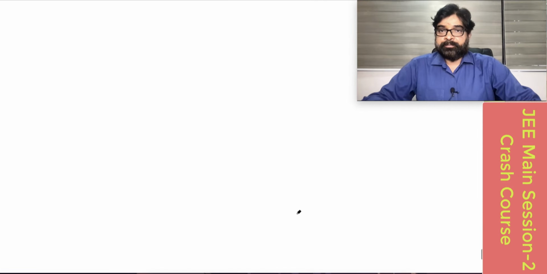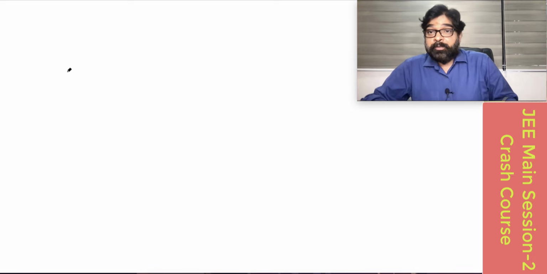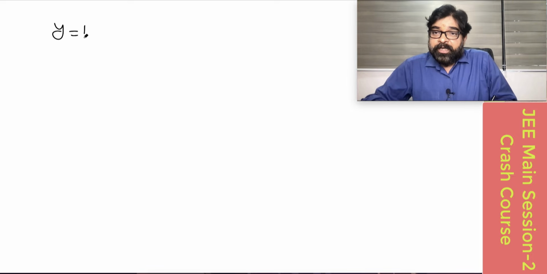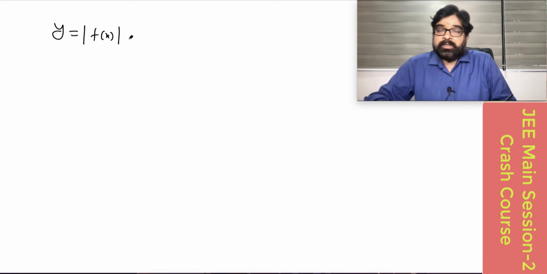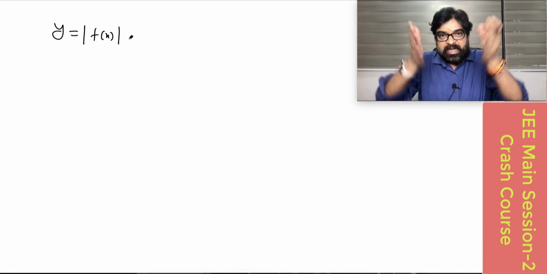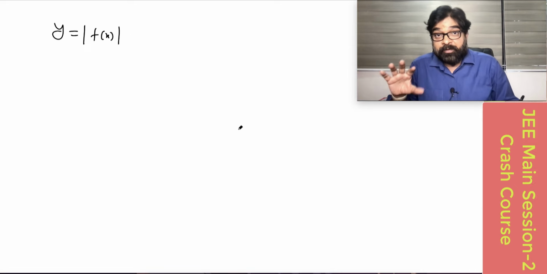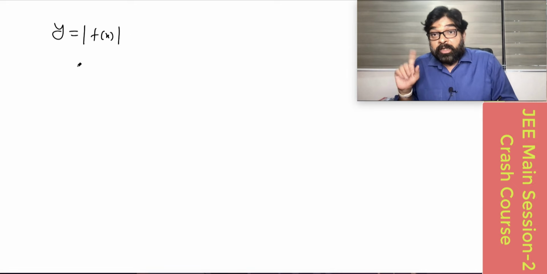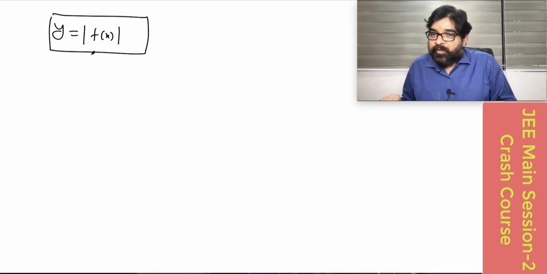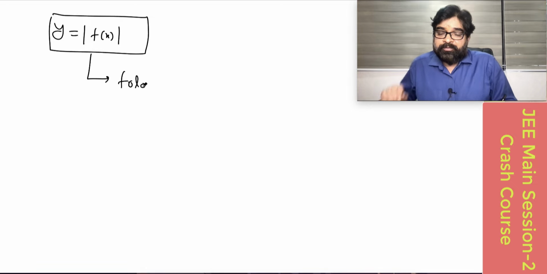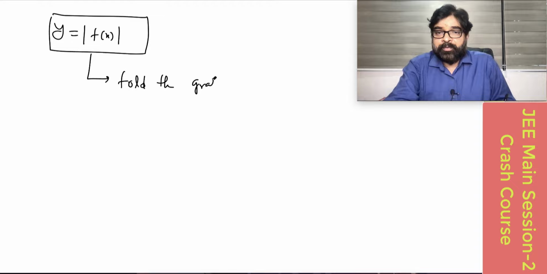Now we'll see the third method. For the third method, we have to study what happens if we put the mod on the function, meaning the complete function comes inside the mod, and we know the graph of y equal to f(x); that is the precondition. So for this, what should we do? Very simple, fold the graph with respect to the x-axis. Let me explain.